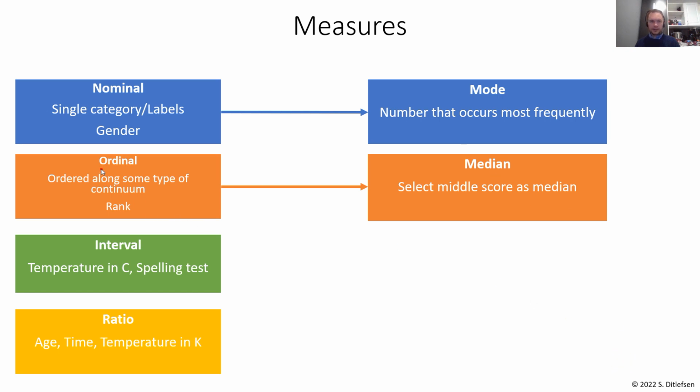And the trick: ordinal does not have an O at the second letter, median does not have an O at the second letter, so you can connect them. Nominal is mode, ordinal is median. So use this trick if you're going to take a test on it.